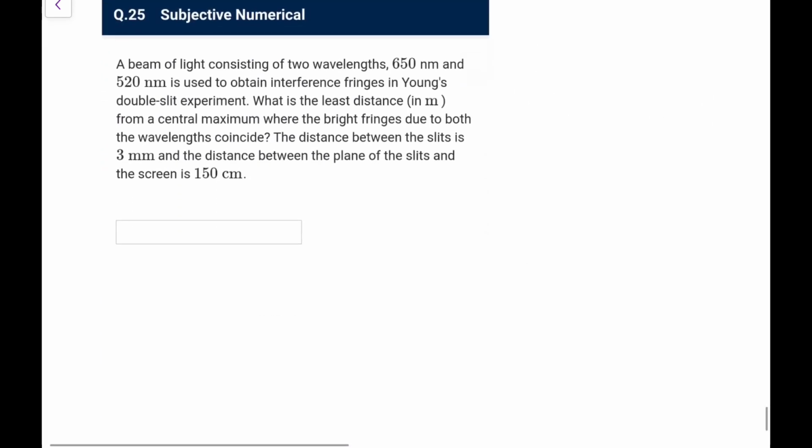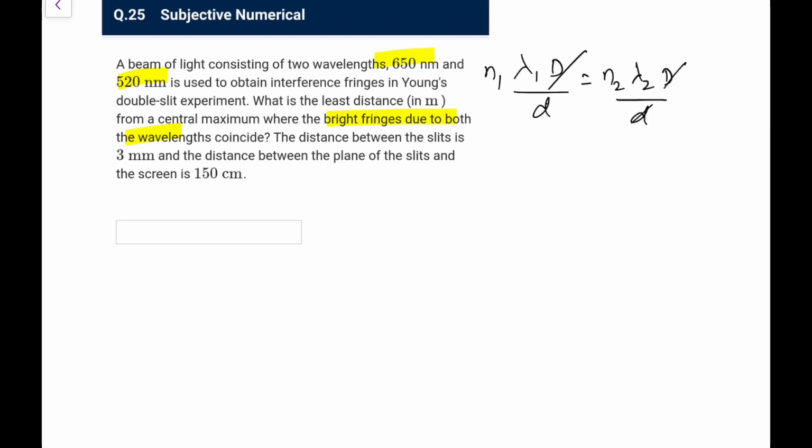Next, beam of light consisting of two wavelengths 650, 520 used to obtain fringes in YDSE. What is the least distance where the bright fringes due to both will coincide? So we say for the first one we have the positions of the maxima as n1 lambda 1 D by d, and for that we have n2 lambda 2 D by d. So this D by d goes. So the first one will be n1 by n2 is lambda 2 by lambda 1, that is 520 by 650. This comes out as 4 by 5. So it's fourth and it's fifth.